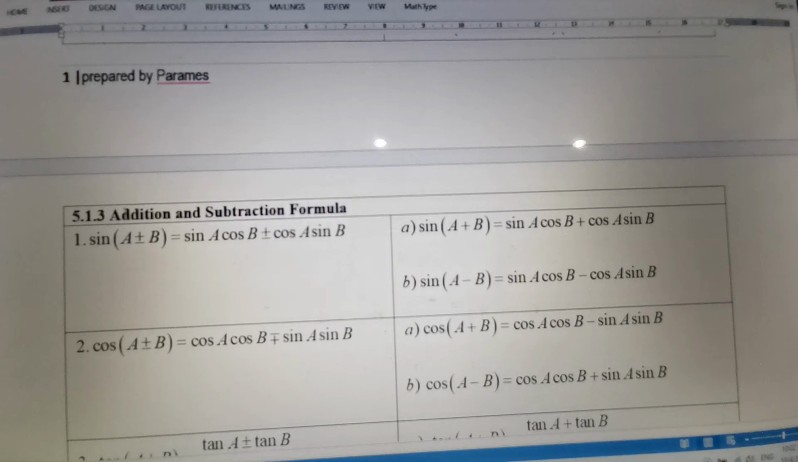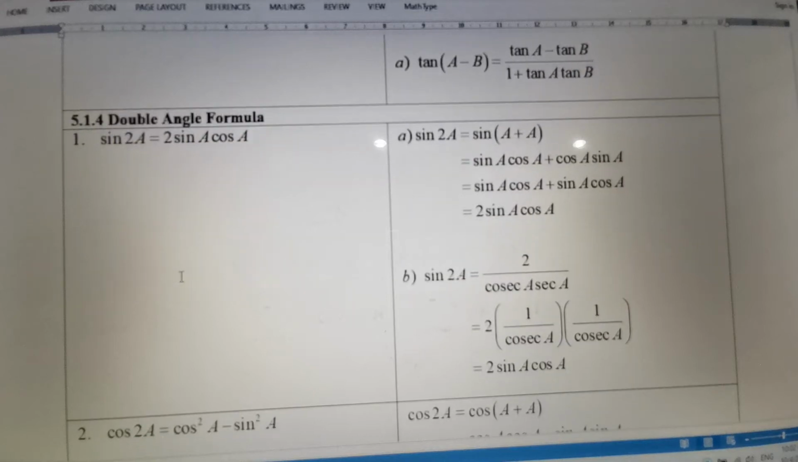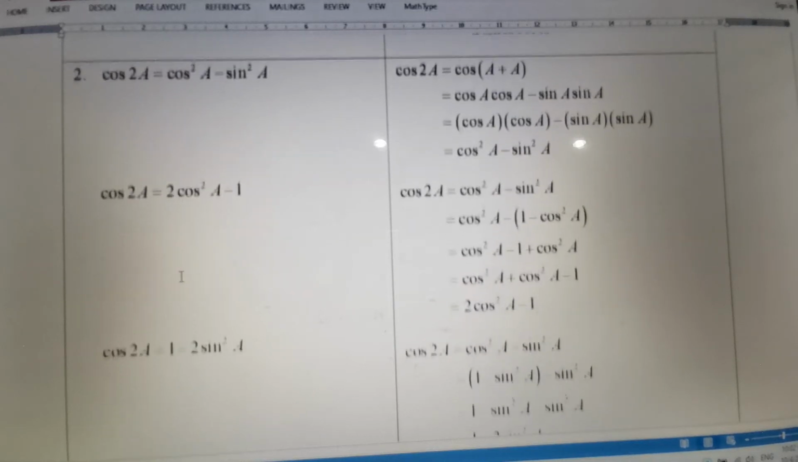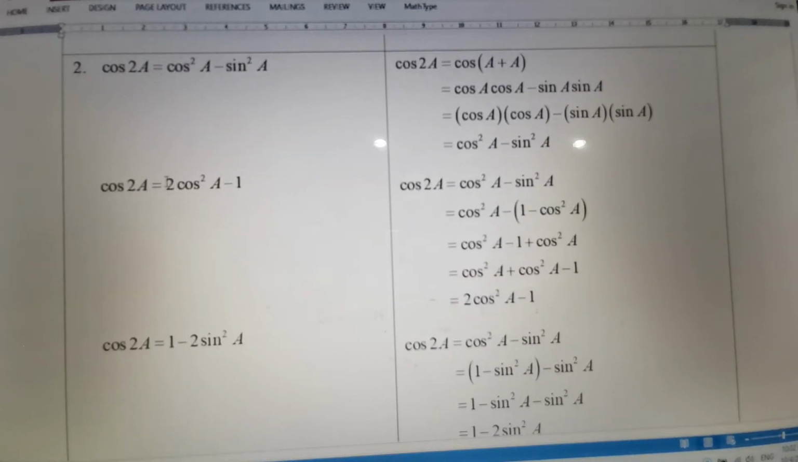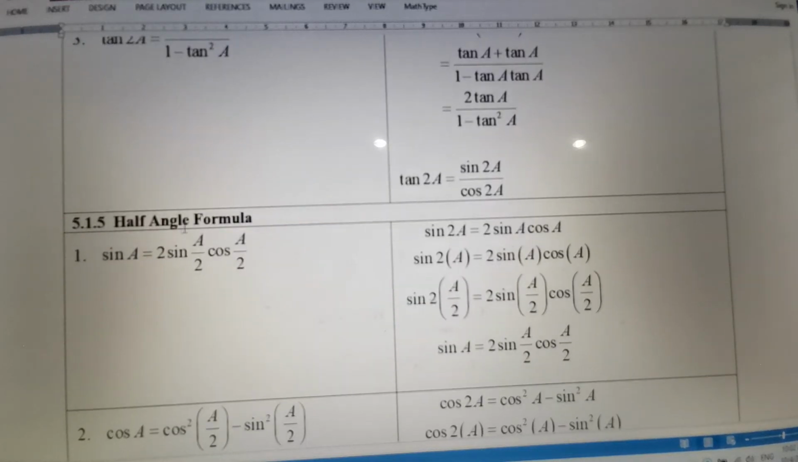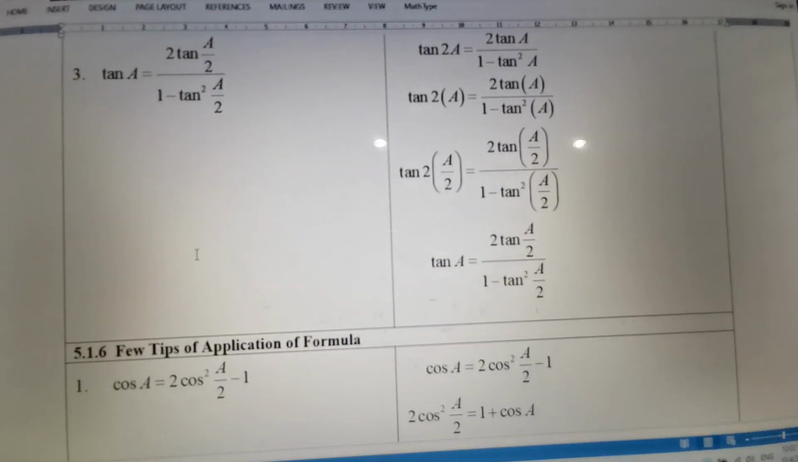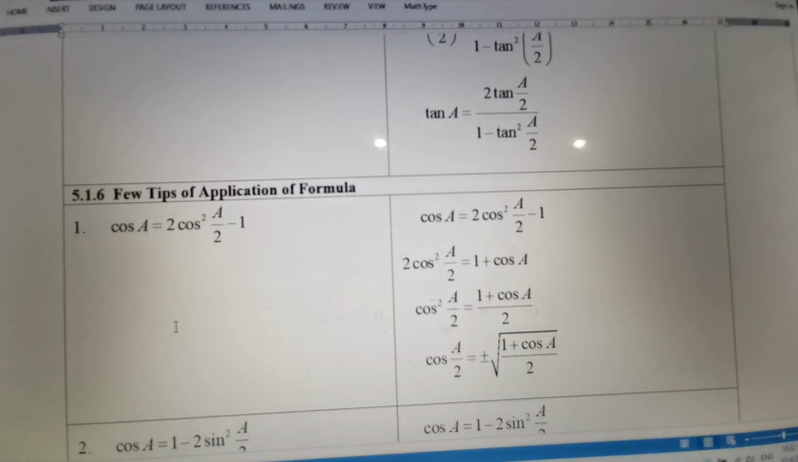The addition and subtraction formula also has 3, and the double angle formula also has 3, but only for the cos, it has 3 formulas. The half angle formula doesn't appear in your SPM formula list, you have to create it on your own. Okay, these are the few tips for the application of the formula.